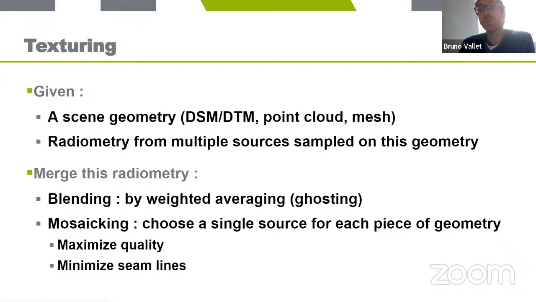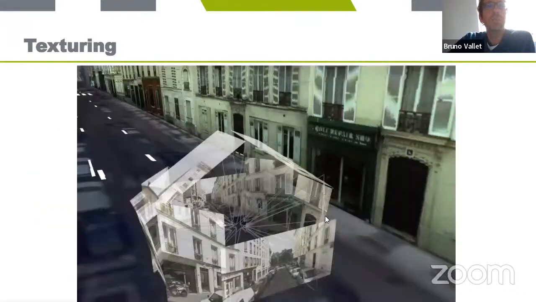So for instance, for each triangle, if you have a mesh, you're going to choose one of your radiometric sources in a way that maximizes your quality and minimizes your seam lines, because seams are visible. Usually they are not very nice to see, and so you want to minimize them. So we've experimented a lot with texturing.